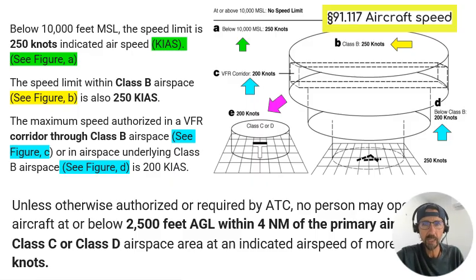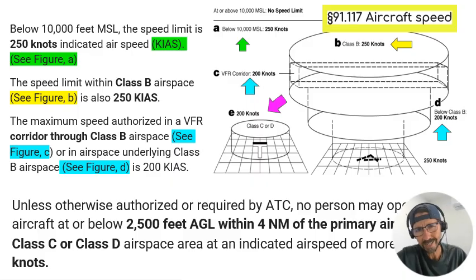So let's talk about airspeeds. 91.117 gives us the airspeed. So the first thing we're talking about is anything below 10,000 feet. That airspeed limit is going to be 250 knots, and that's indicated airspeed. So below 10,000 feet, we're talking about 250 knots. Class B airspace, we talked about this earlier, but it's 250 knots in a Class B airspace. Below that Class B airspace, we're talking about 200 knots. And then in a corridor of that Class B airspace, once again, you're talking about 200 knots.